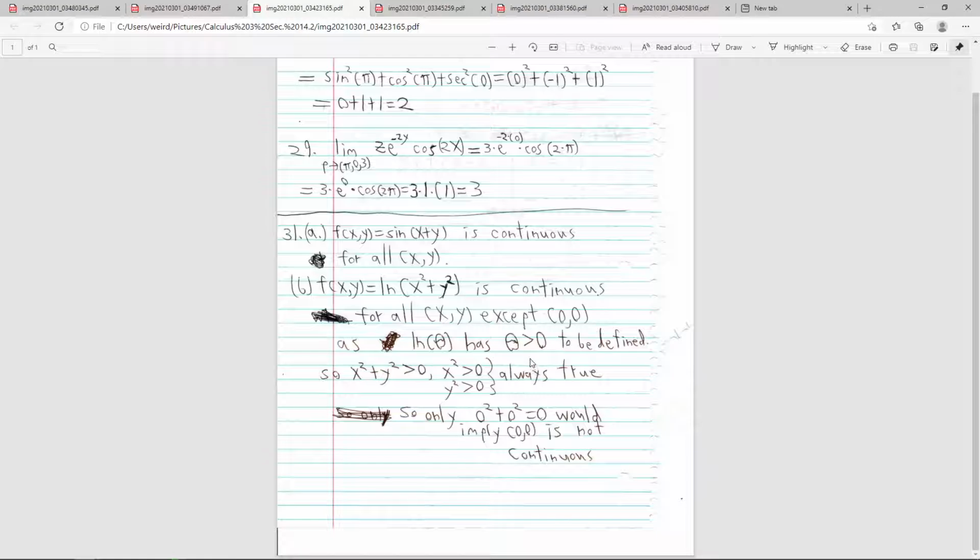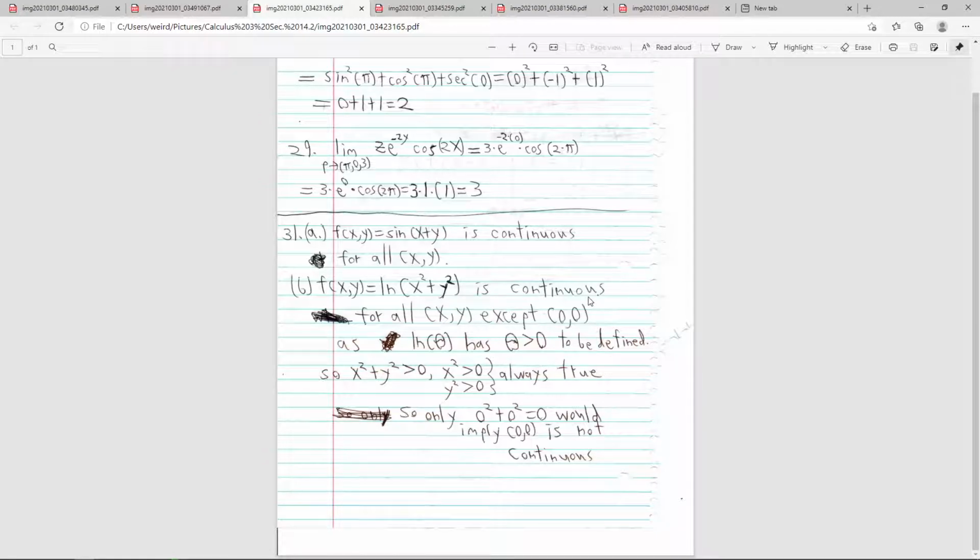Because basically for ln theta, the natural log function of any value, you have to have theta greater than 0 to be defined. X squared and y squared are always going to be greater than or equal to 0. Point is that these are always positive numbers. So only 0 squared plus 0 squared equals 0 would imply 0, 0 is not continuous. That's the only point.